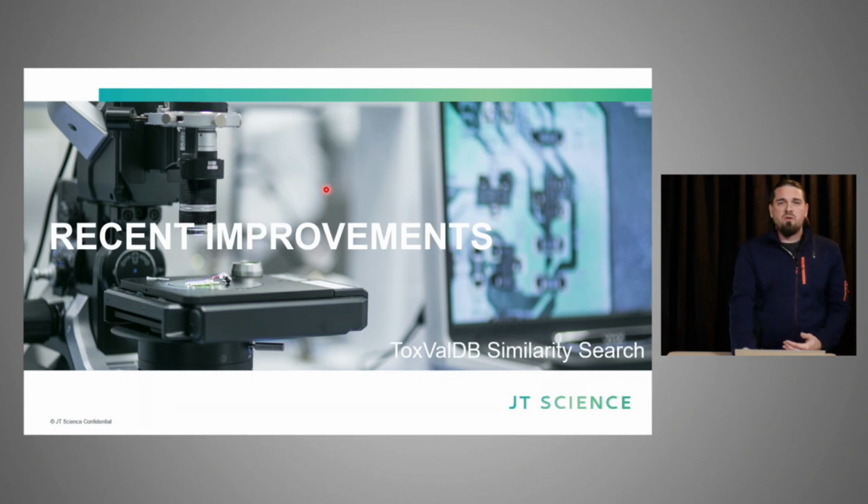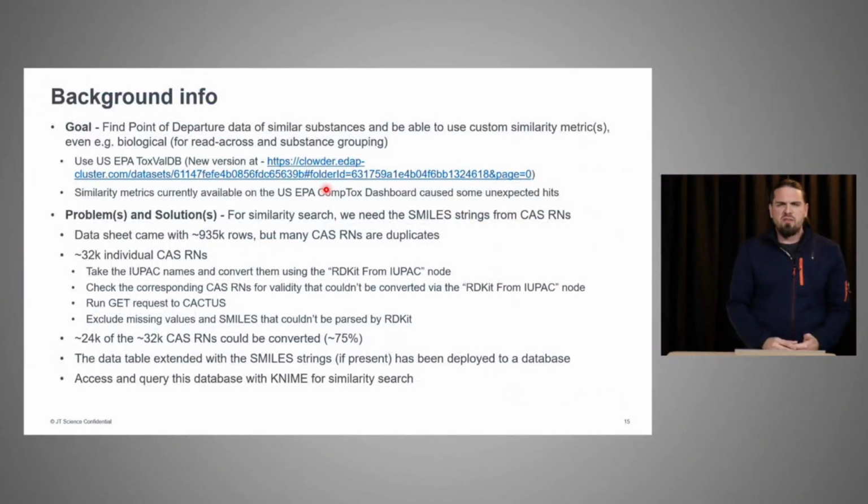So taking on from this, why do we need such a component? Actually, we want to be able to do what we touched upon, read across, and that means a similarity search. Now here for the demo, we're actually going to look at the US EPA Toxicological Value Database, ToxValDB for short. And the goal here is to find point of departure data of similar substances and be able to also use these custom similarity metrics.